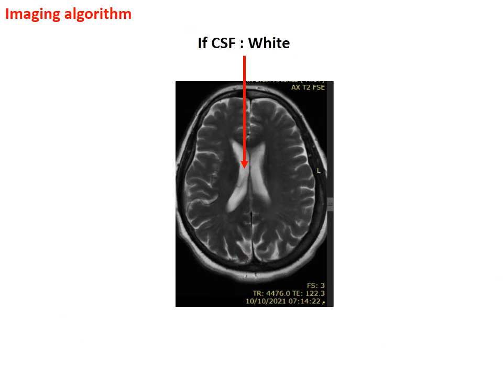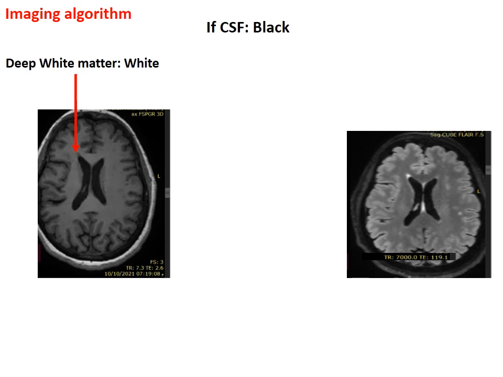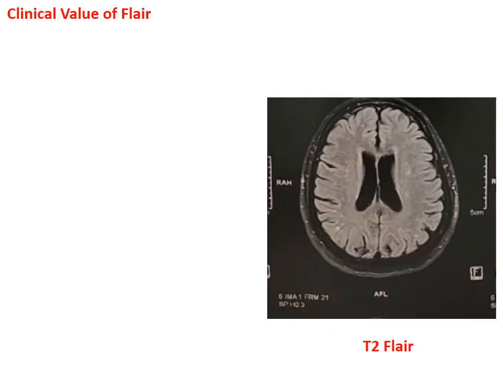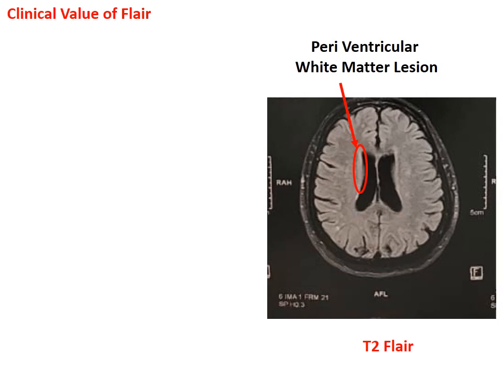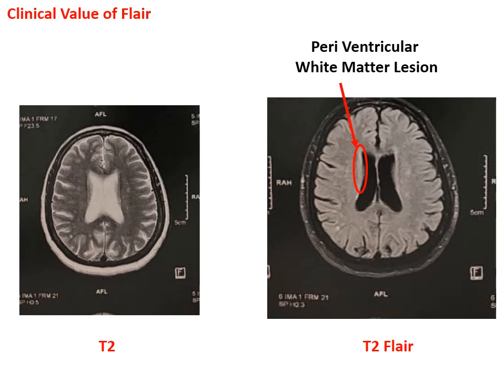An imaging algorithm. If the CSF is white, this is definitely T2. If the CSF is black, you look at the white matter. If it retains its anatomical name, the white matter is white, this is T1. If it is not retaining the name, the white matter is black, this is a T2 FLAIR. The importance of T2 FLAIR is mainly in periventricular white matter lesions, where you can appreciate the lesions because you attenuated the fluid, the white fluid in the CSF. Because in T2, like this one, it's very difficult to appreciate this lesion against the background of the white CSF in the ventricle.